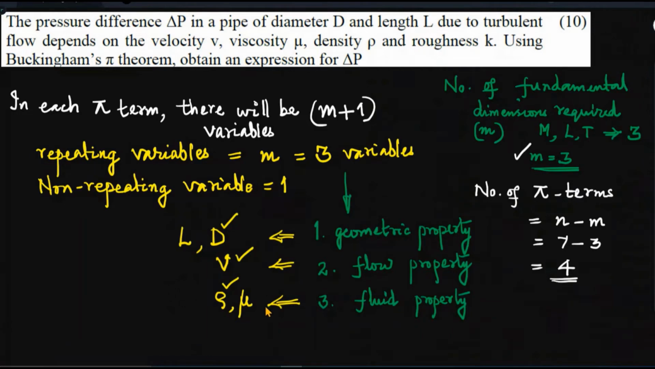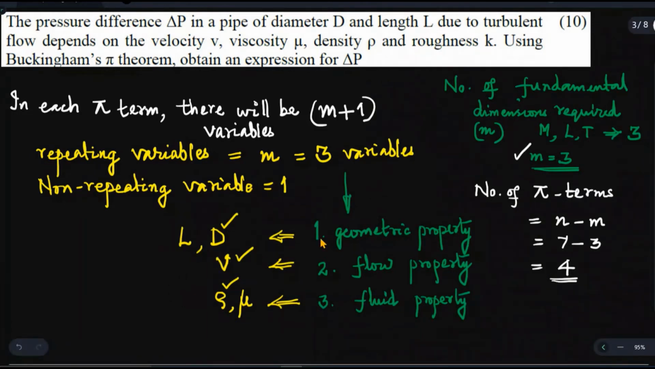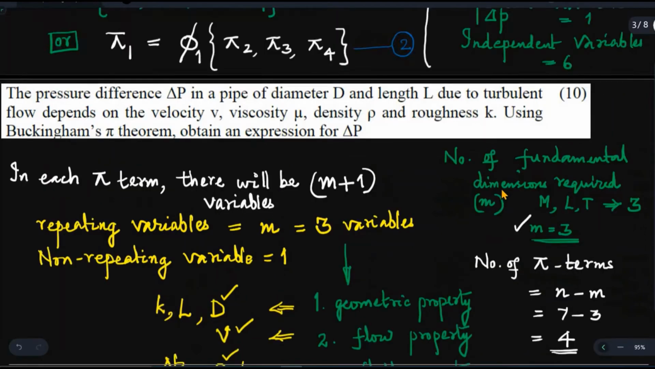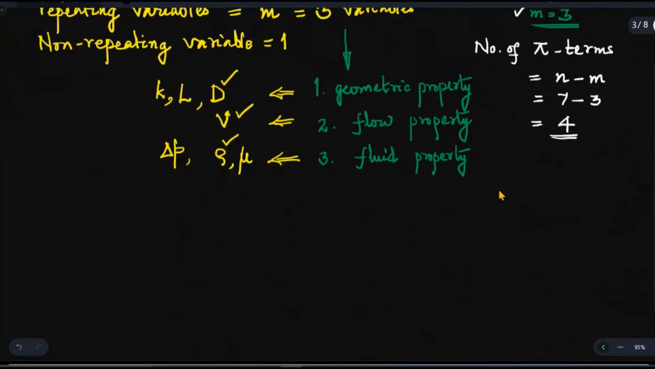So therefore, out of the given variables, we will decide upon the repeating variables: geometric property as diameter, flow property as velocity, and fluid property as density. Of course the pipe roughness is there, and since we have chosen diameter, we will not choose the pipe roughness now. And delta P, you will not consider, because delta P is dependent. So usually we choose the independent properties. Okay, now we'll proceed further.